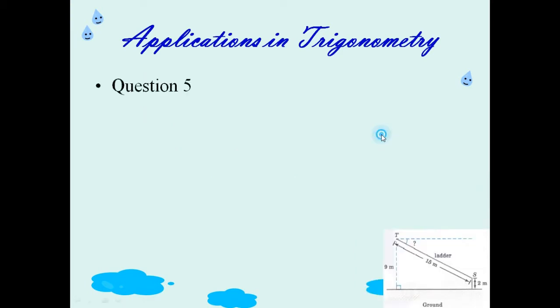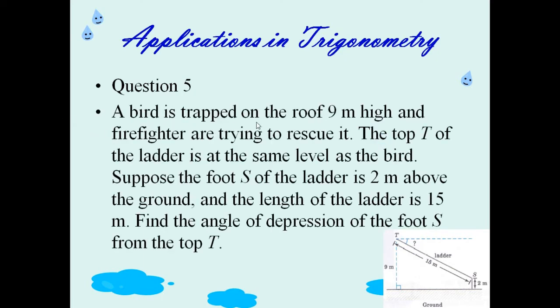Let's look at one more question. A bird is trapped on the roof 9 meter high. That means the bird is here. And the firefighters are trying to rescue it. The top T of the ladder is at the same level as the bird. Suppose the foot S of the ladder is 2 meter above the ground. So that means this is 2 meter here. And the length of the ladder is 15 meter. Find the angle of depression of the foot S from the top T. So that means you want to find this angle.